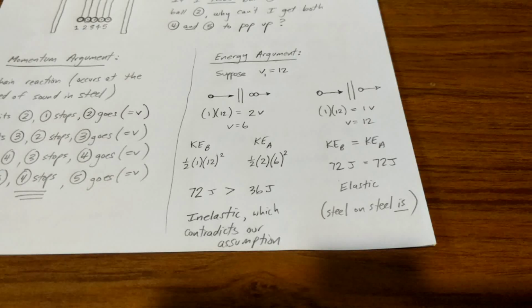On the other hand, if we have one ball rise on the right side after the interaction, its speed would have to be 12, just like we said before, that ball number 5 rises or leaves the stack of them with equal speed to whatever ball number 1 had been launched into it with. In that case, we end up with the kinetic energy before that is equal to the kinetic energy after. This would mean that this is an elastic collision, which we know steel on steel is incredibly elastic.